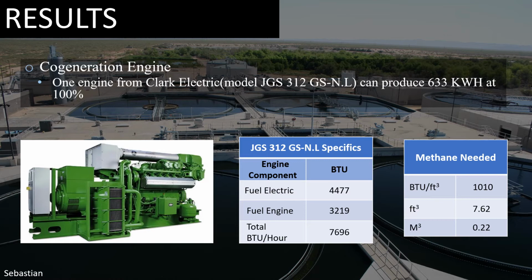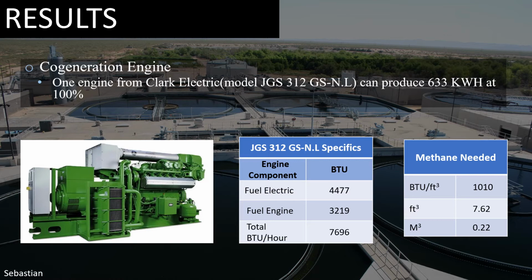In our case, we actually reached out to Clark Electric and they gave us these schematics for a very specific engine, which the model number is here, JGS312GS-N.L. And at 100%, it can produce 633 kilowatt hours. So what does that mean, right? We can see how many BTUs, British thermal units, it requires. Methane does have a conversion factor for BTUs. In fact, it's 1010.